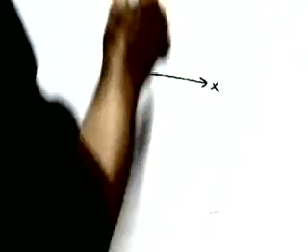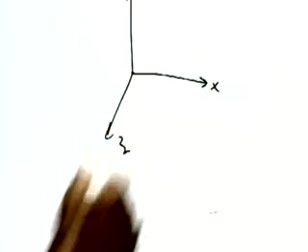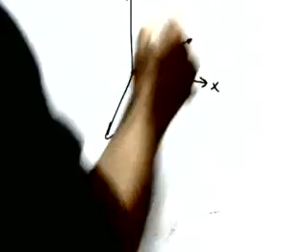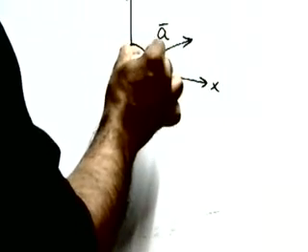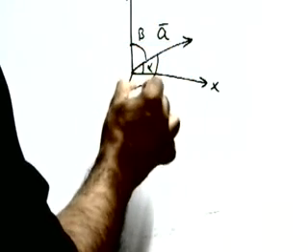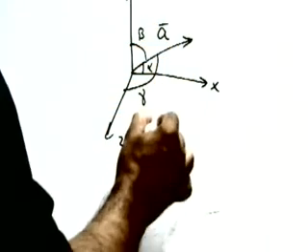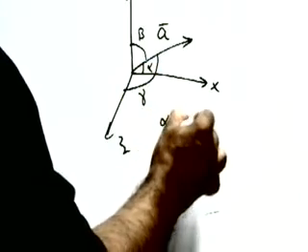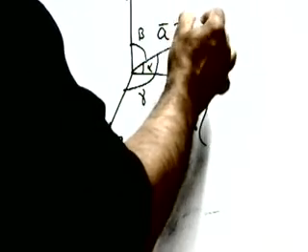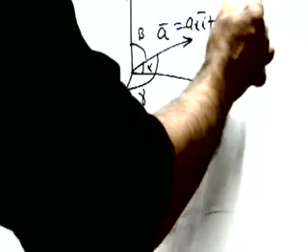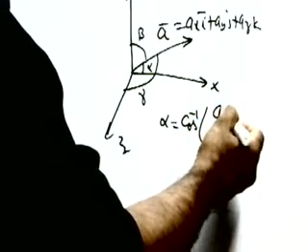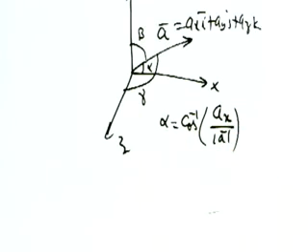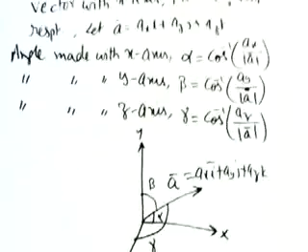Let us see the next topic. Suppose this is the coordinate axis, x-axis, y-axis, z-axis, and you are having a vector, vector A. The angle made by the vector with the x-axis is denoted by alpha, with the y-axis by beta, and with the z-axis by gamma. Suppose vector A is ax i plus ay j plus az k. So the angle made by the vector with the x-axis involves ax by mod A, similarly the angle with the y-axis involves ay by mod A, and with the z-axis.